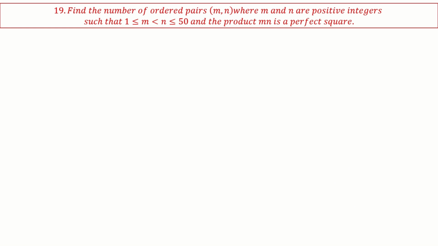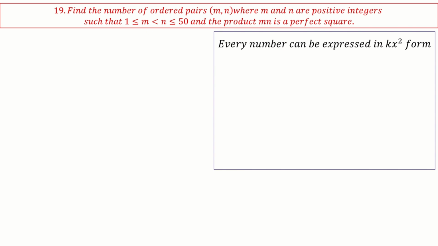19th question. Find the number of ordered pairs m comma n where m and n are positive integers such that 1 is less than or equal to m, less than n, less than or equal to 50, and the product of mn is a perfect square. Okay, see the condition carefully. m and n are between 1 and 50 inclusive, but m is less than n means m and n cannot be equal. That is the important condition here. Once you know this condition clearly, this is a good problem, but can be solvable.